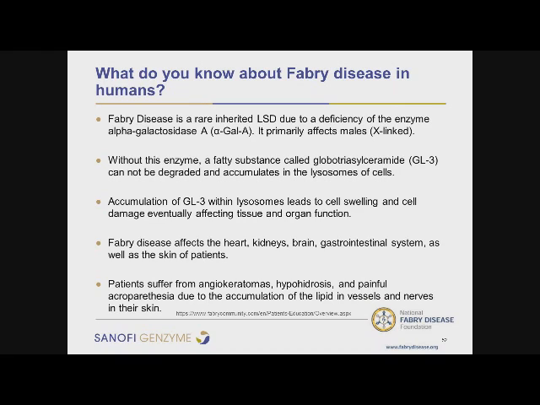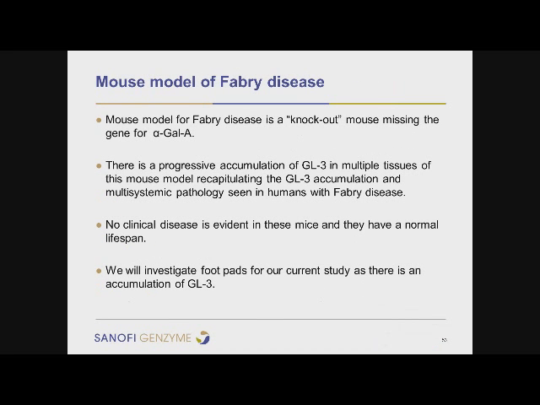These patients can suffer from angiokeratomas, hypohidrosis, which is like an inability to sweat, and painful acroparesthesia, which is kind of a painful pins and needles in their skin due to the accumulation of lipid that occurs in vessels and the nerves of their skin. So there is a mouse model for Fabry disease. It's a knockout mouse missing the gene for alpha-galactosidase.